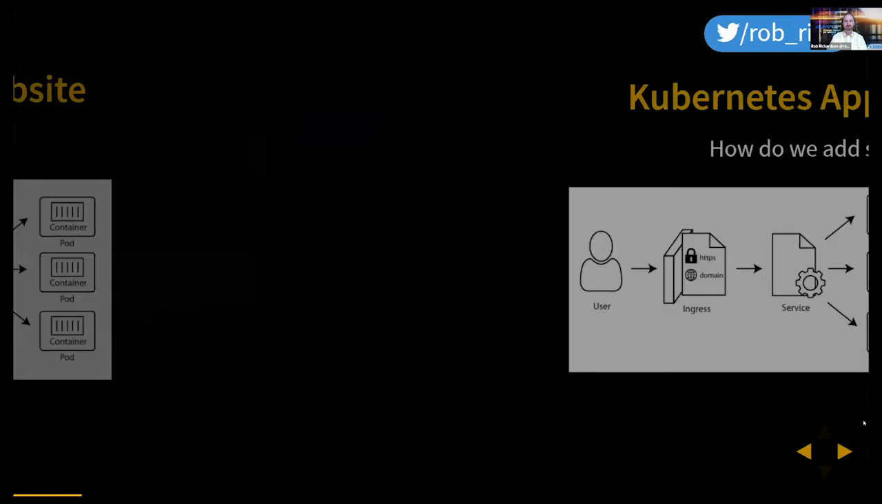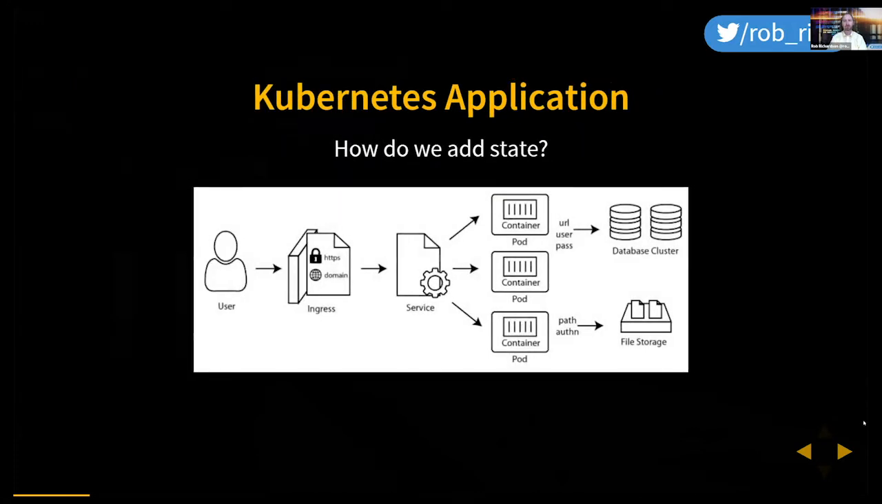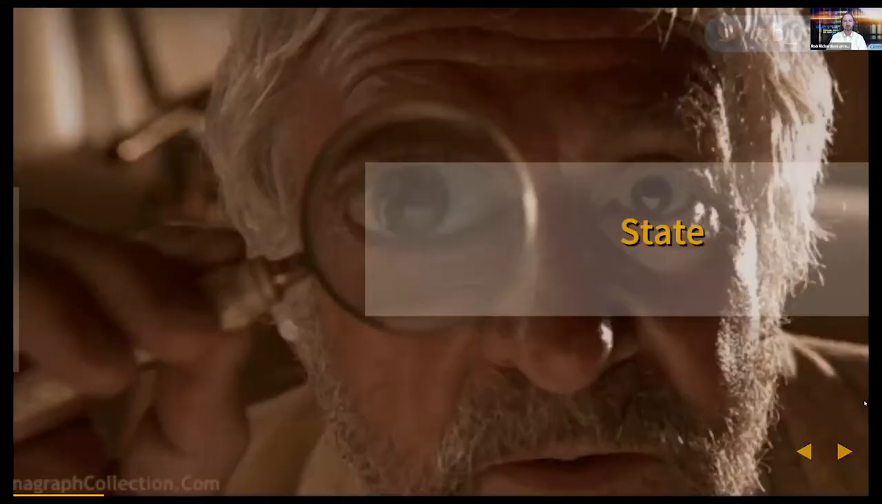But our site kind of looks like this. It has more pieces going on. So we have the same user to the ingress, to service, but now the pods need to reach out to other things. Maybe they need to reach out to file systems to store files, or maybe they need to reach out to a database cluster, and we need multiple machines in that database cluster to be able to keep high availability in that system. We may have in our ingress HTTPS certificates. We've got more pieces involved in this system than just ingress, service, pods, and containers. So how do we add state? How do we get the rest of our application into Kubernetes?